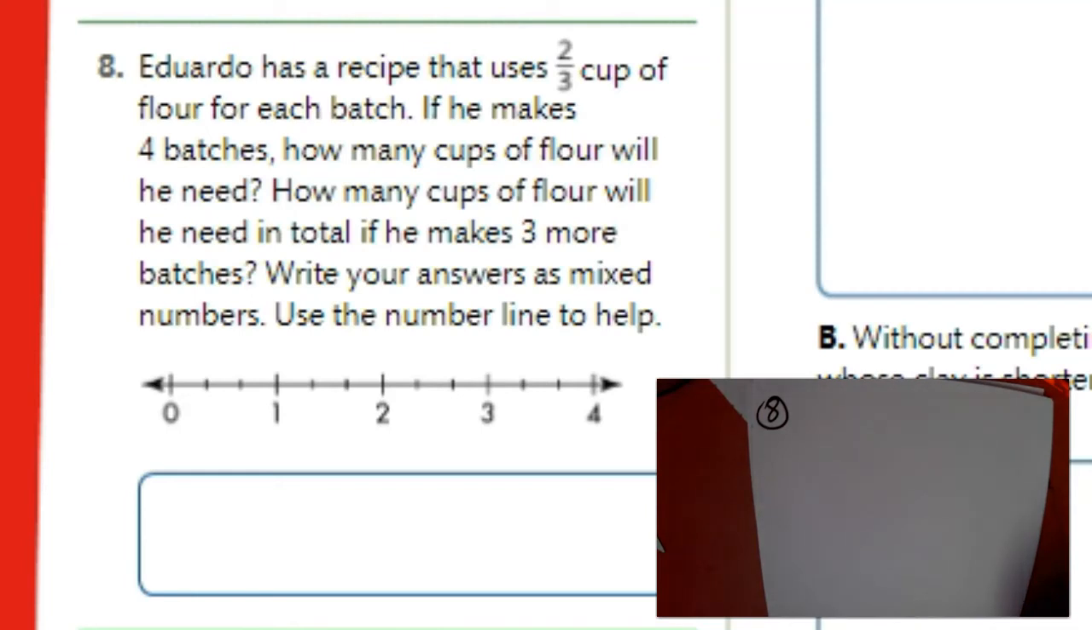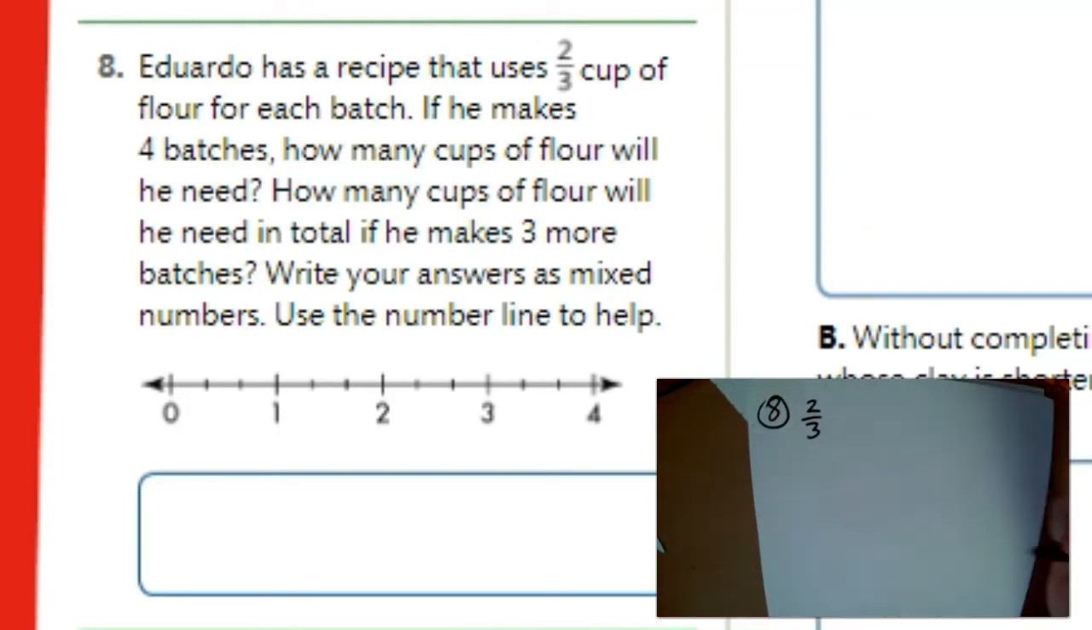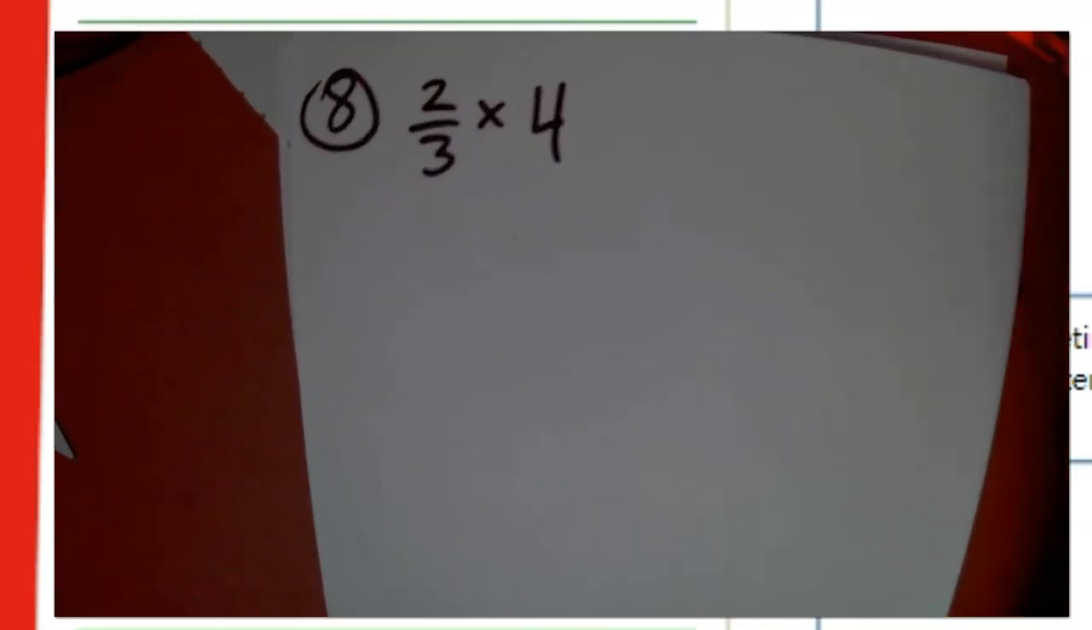We could do repeated addition, or we can just multiply like we know how to do. So we know the recipe calls for 2/3 cups of flour, and he makes 4 batches. So I might look at this and just think I'm going to go 2/3 times 4, right? Now, if I choose to use the number line, I could figure out where 2/3 is, and then add up 2 more thirds, and 2 more thirds, and just multiply times 4.